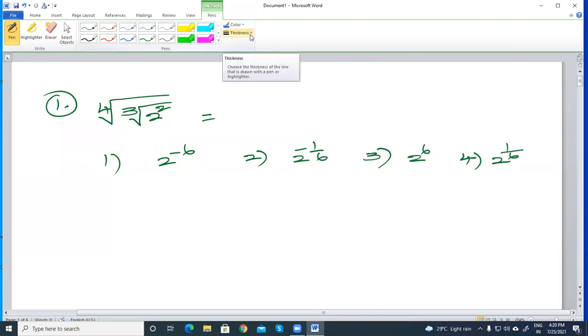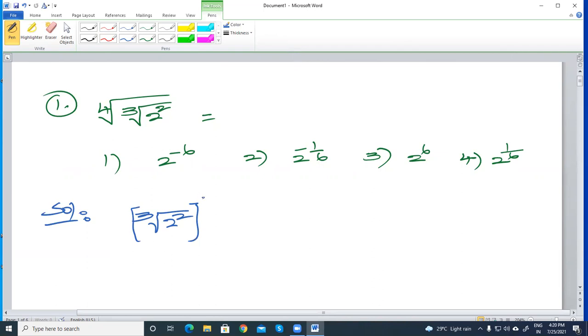Fourth root of cube root of 2 square is equal to. So now here, fourth root of cube root of 2 square. We can write this as cube root of 2 square, whole to the power of 1 by 4. Right? This is equal to, we can write as 2 square whole to the power of 1 by 3, whole to the power of 1 by 4.